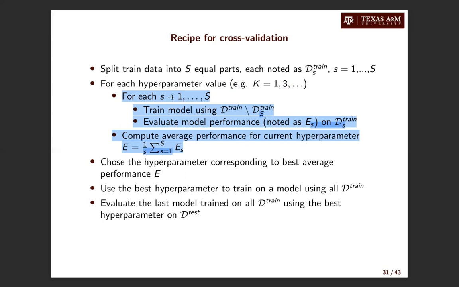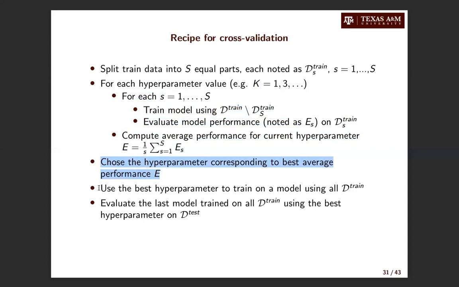As a reminder, as part of this cross-validation procedure, every time that we have split our data into S equal parts, for every split, we evaluate that split as being part of the development set. And then we compute the average that yields from each split. So after we have computed the average for each hyperparameter value, then we choose the hyperparameter that corresponds to the best average performance. And then we use this best hyperparameter to train a model using all our training data, because as part of this procedure, every time we have omitted one specific split from the data.